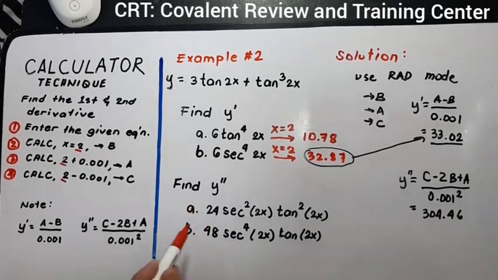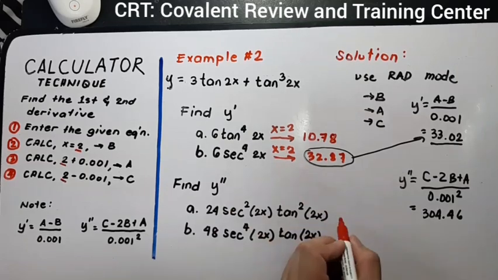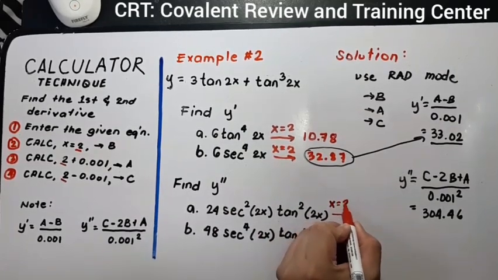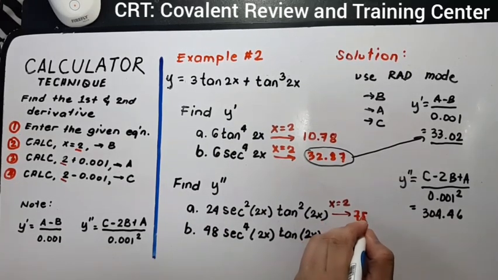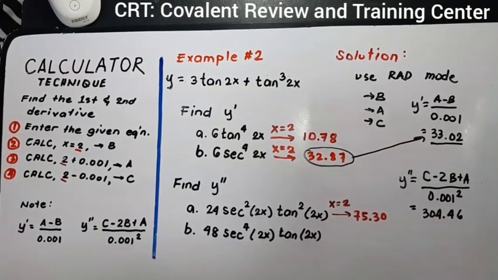Then to know the answer between A and B, again we will perform substitution of x. X here is 2. So if we substitute x equals 2 in the expression of letter A, the result is 75.30. Then if we substitute x equals 2 in letter B, the result is 304.45. Therefore, the answer between A and B is letter B.